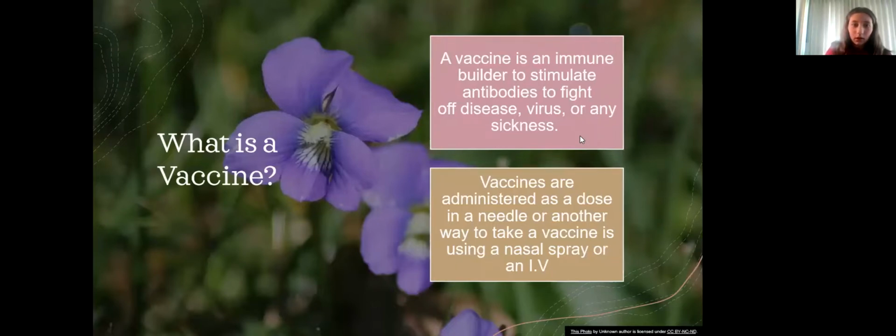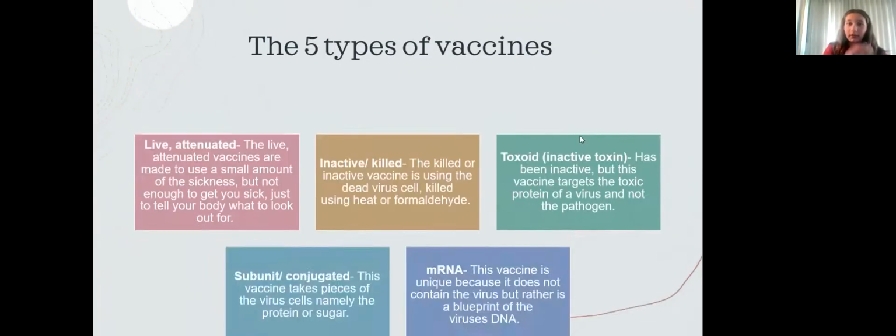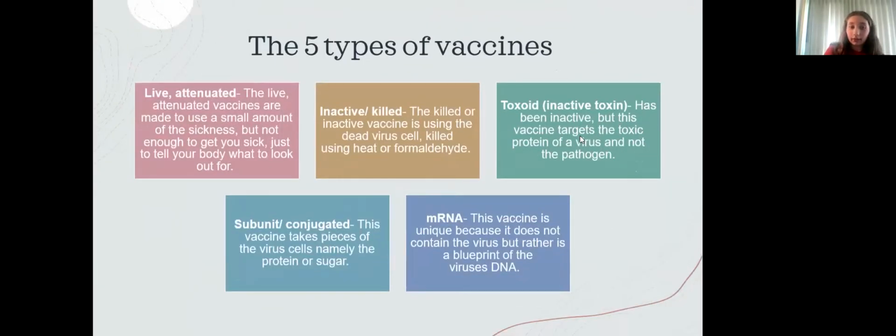The 5 types of vaccines. So your live attenuated is the live cells of a virus that are injected into you or given to you. It's not enough to get you sick, but it'll tell your body what to look out for when you can get sick. Your inactivated and killed is the cells of a virus that are killed, and they're killed by heat or formaldehyde. Your toxoid has been inactivated and it targets proteins of the virus and the pathogen.